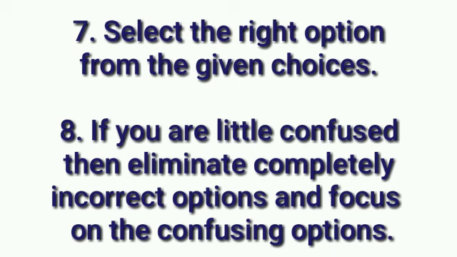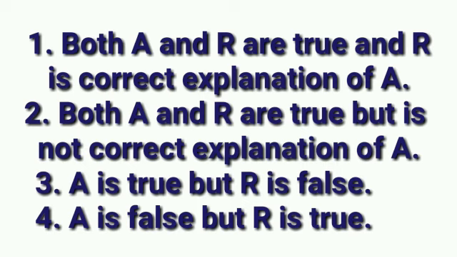If you have some confusion in your mind, then what will you do? The options which you consider completely incorrect, eliminate them. Like, both A and R are true and R is the correct explanation of A. Next is, both A and R are true but R is not the correct explanation of A. Next is A is true but R is false, and next is A is false but R is true.